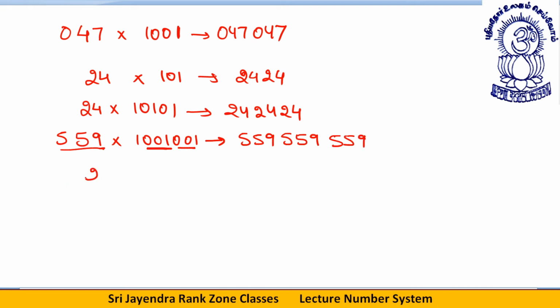I again do 24 into 10101. See, 1 set, 2 set, 3 set. So this 1 will give you 24 ones. Now this will repeat it 1, 2, 3. This will repeat it 3 times: 24, 24, 24. I'm sure you must have got the concept. Okay, dear students. Now, one more thing.